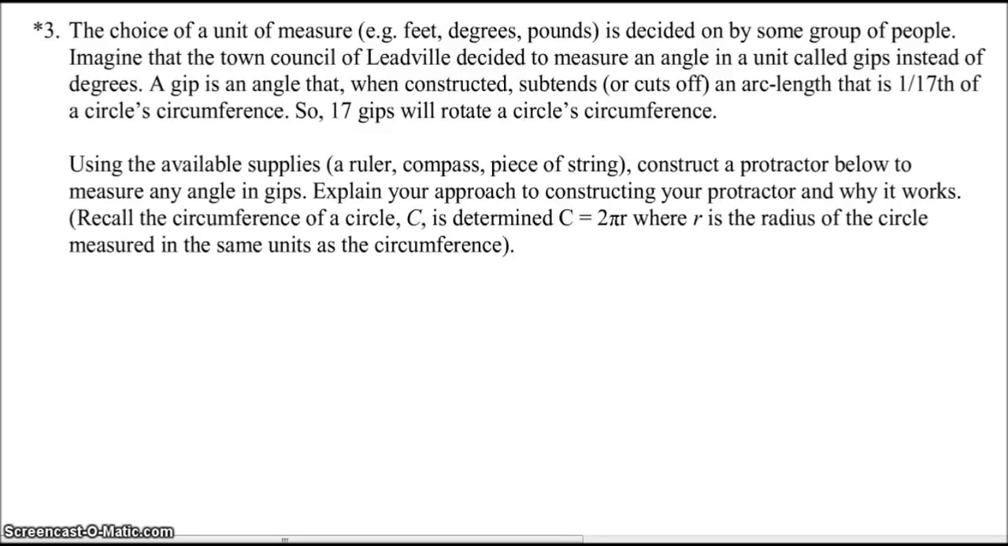Using the available supplies, a ruler, compass, and piece of string, construct a protractor below to measure any angle in gips. Explain your approach to constructing your protractor and why it works. Recall that the circumference of a circle C is determined by C equals 2 pi r, where r is the radius of the circle, measured in the same units as the circumference. So the purpose of the compass would be to create a circle.